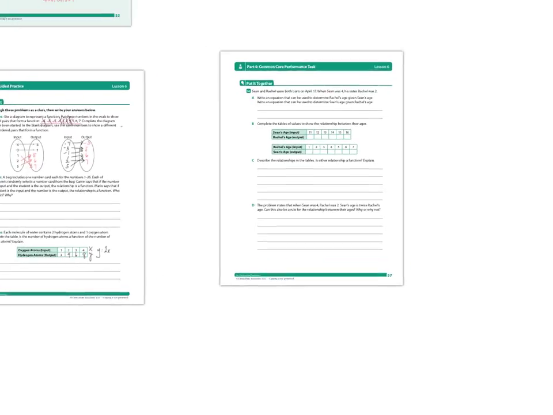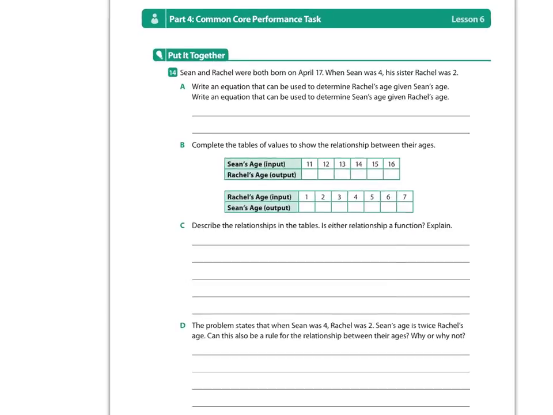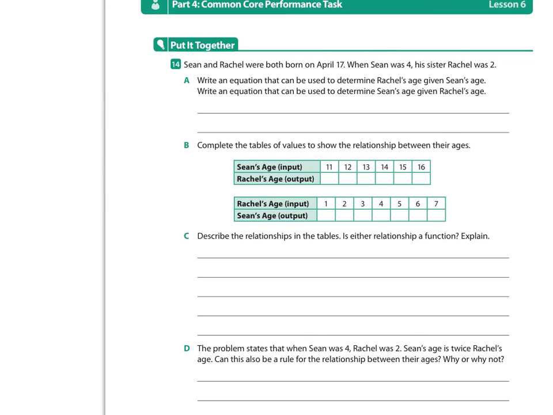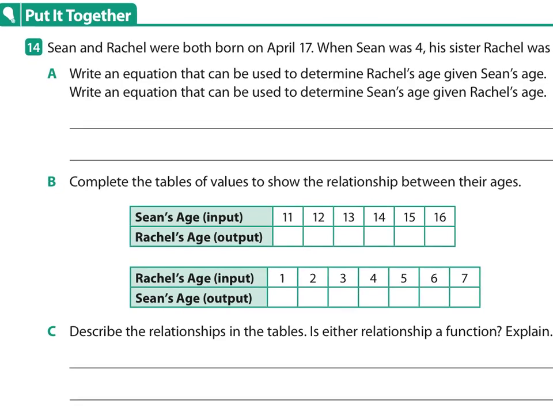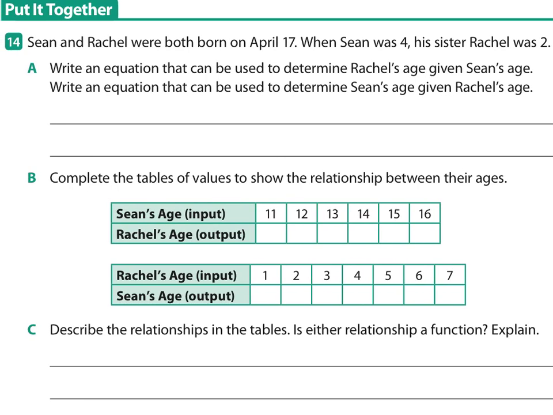All right. And finally, guys, we made it. Woo! Last page. Last page, you guys are going to do a little bit on your own. I'm going to give you some help with A, and then I'm going to turn you guys loose. So A, all of this actually hinges on whether or not we can write a couple of function rules for Sean and Rachel. All right, and here's what we know. They were both born on April 17th. When Sean was 4, his sister Rachel was 2. So write an equation that can be used to determine Rachel's age, given Sean's age.